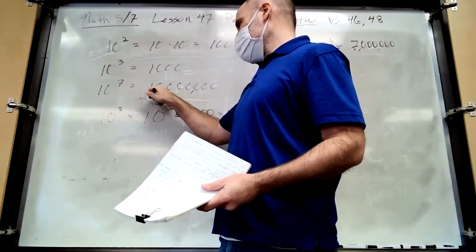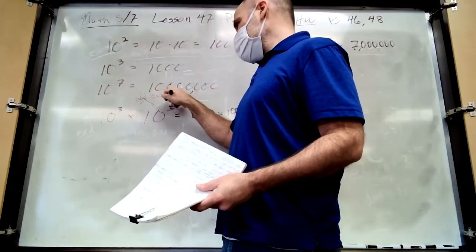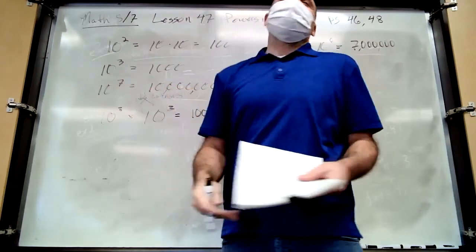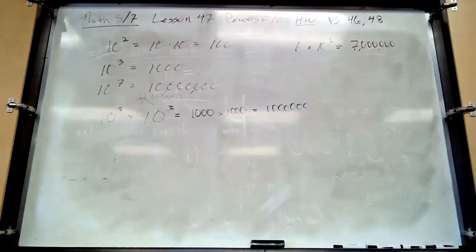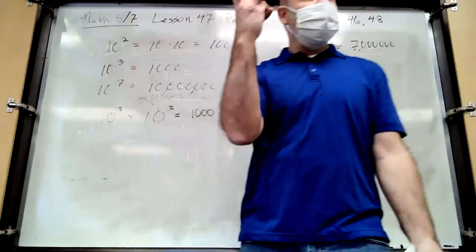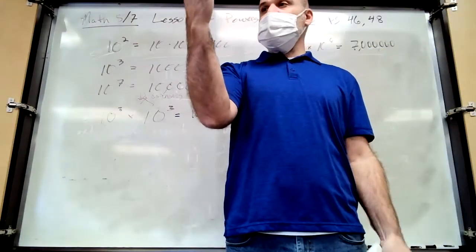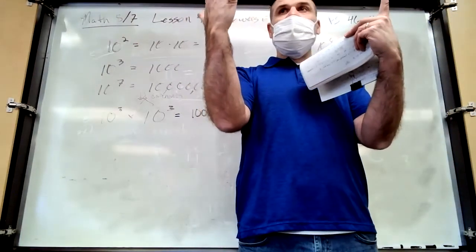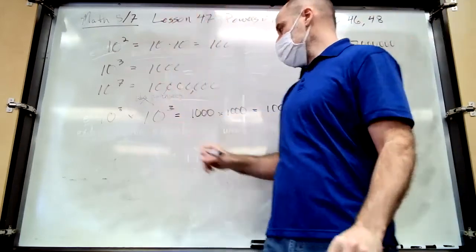How are we adding when this is a multiplication problem? Well, you're not really adding. This isn't an addition problem. This is still a multiplication problem. But you're counting how many total times you're multiplying by 10. So that's 10 times 10 times 10 times 10 times 10 times 10. How many 10s are you multiplying? 6. So 10 to the 6th.